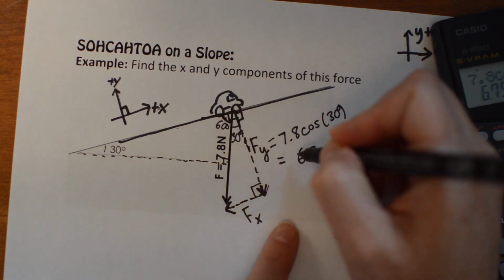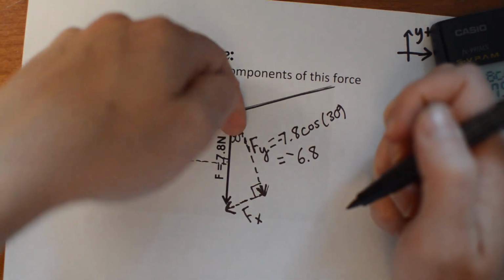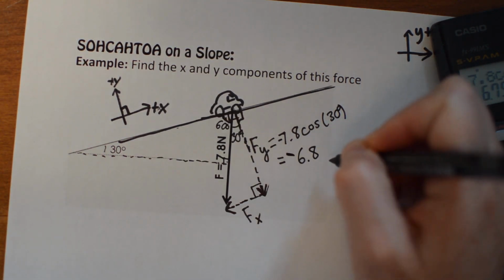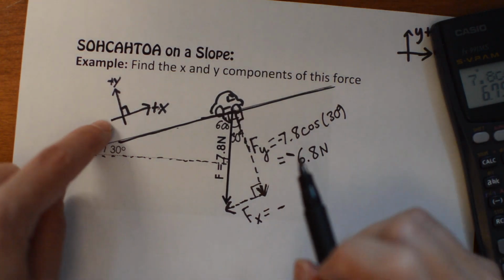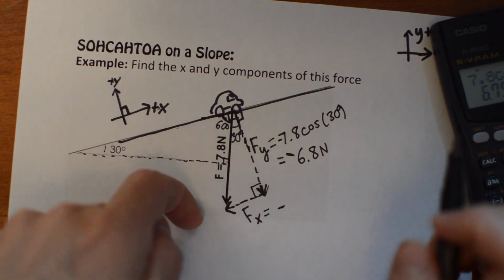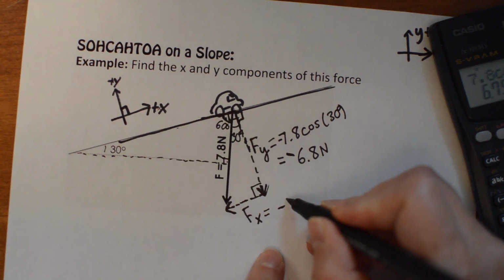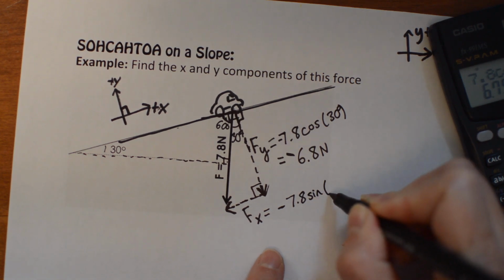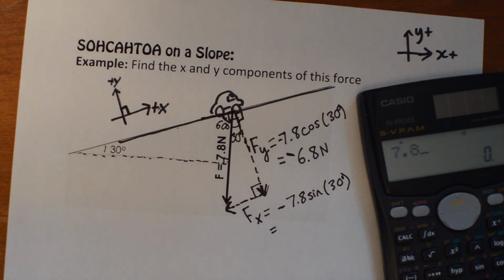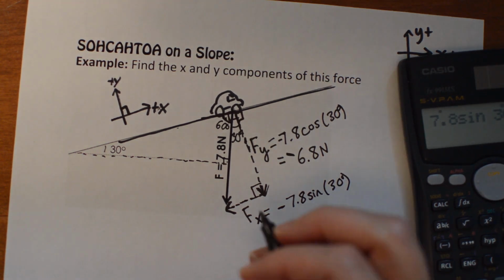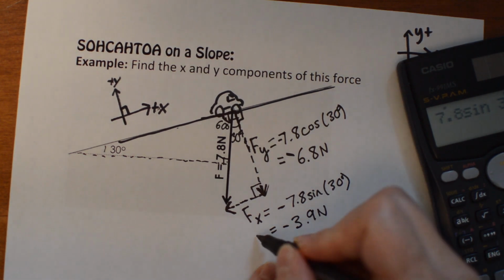And using my coordinate system, this is going to have to be negative, right? Because y is positive coming out of the hill. This is pulling me into the hill, so it's got to be negative 6.8 newtons. Fx here, it's also going to be negative because x is positive up the hill and Fx is going down the hill here. It's opposite my 30 degrees, so it's going to be sine, so it'll be 7.8 sine of 30, which is going to be negative 3.9 newtons there.